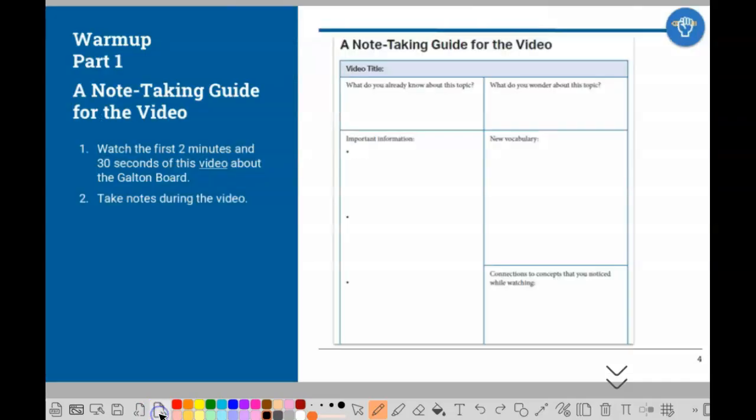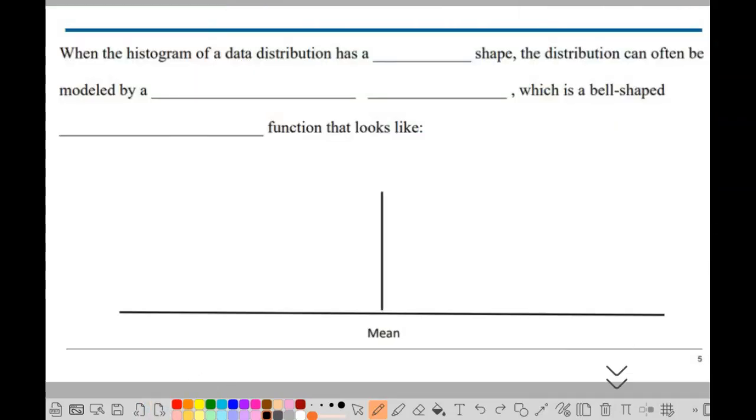Okay, get a pencil. Okay, so in our notes it says when the histogram, but of course it can be a dot plot or any data display, so when it has that bell shape, the distribution can often be modeled by a normal curve. Normal, which is a bell-shaped continuous function.